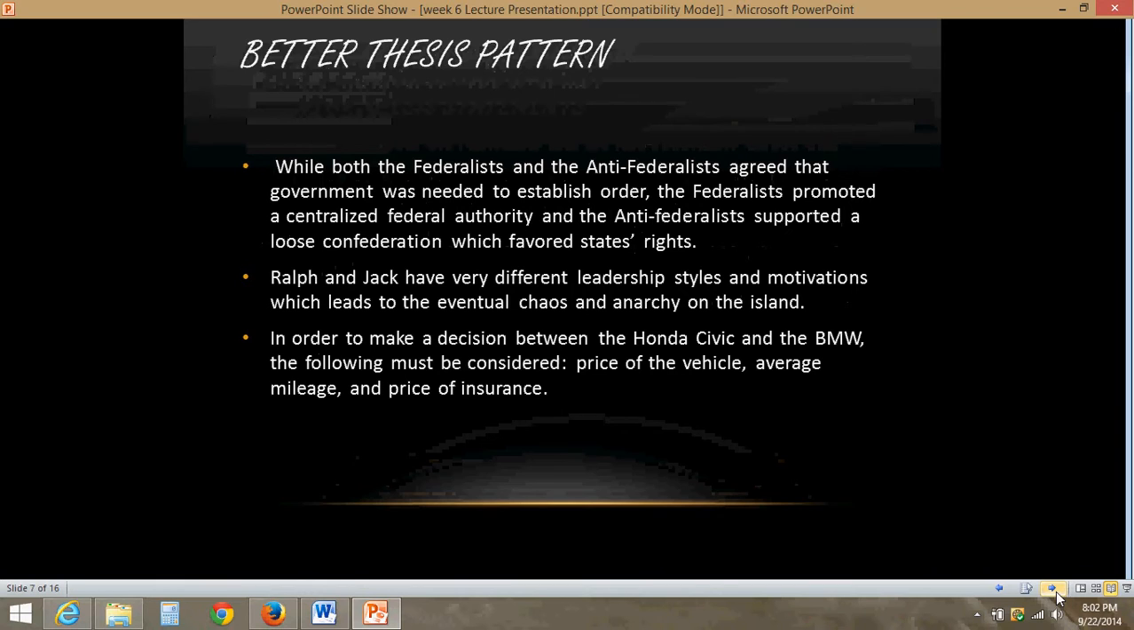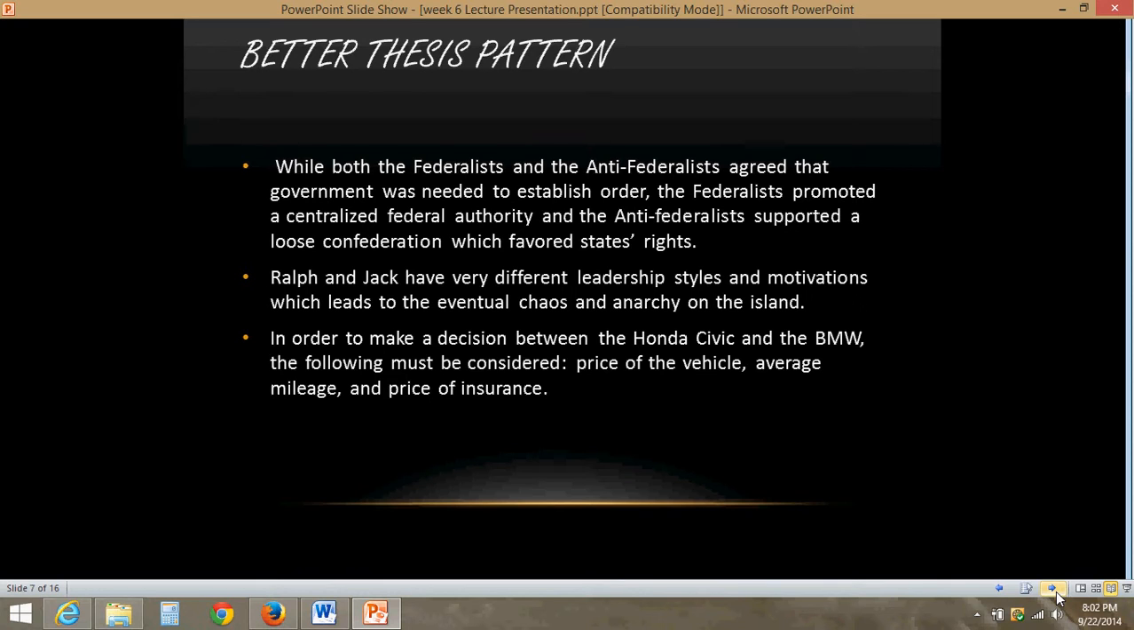Okay, so we have, while both the Federalist and the Anti-Federalist agreed that government was needed to establish order, the Federalists promoted a centralized federal authority, and the Anti-Federalists supported a loose confederation which favors states' rights. So here we have a specific topic, which is Federalist and Anti-Federalist. We can tell that they are being compared and contrasted without actually using words like similarities and differences or compare and contrast. They're not found in that thesis statement, but yet we still have a clear understanding of what's going to go on in this paper.